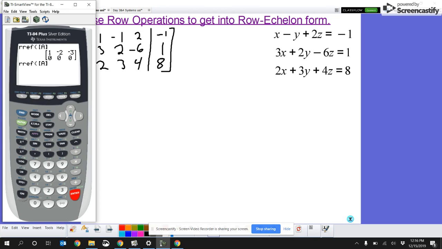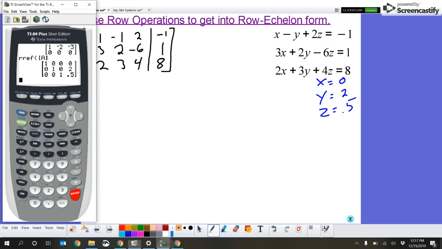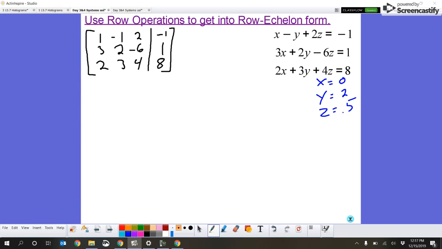But now since I've changed the matrix, it'll solve this new one, and that should be my answer. I should get x equals 0, y equals 2, and z equals 0.5, or 1/2. Okay, cool. So now I know what the answer is.